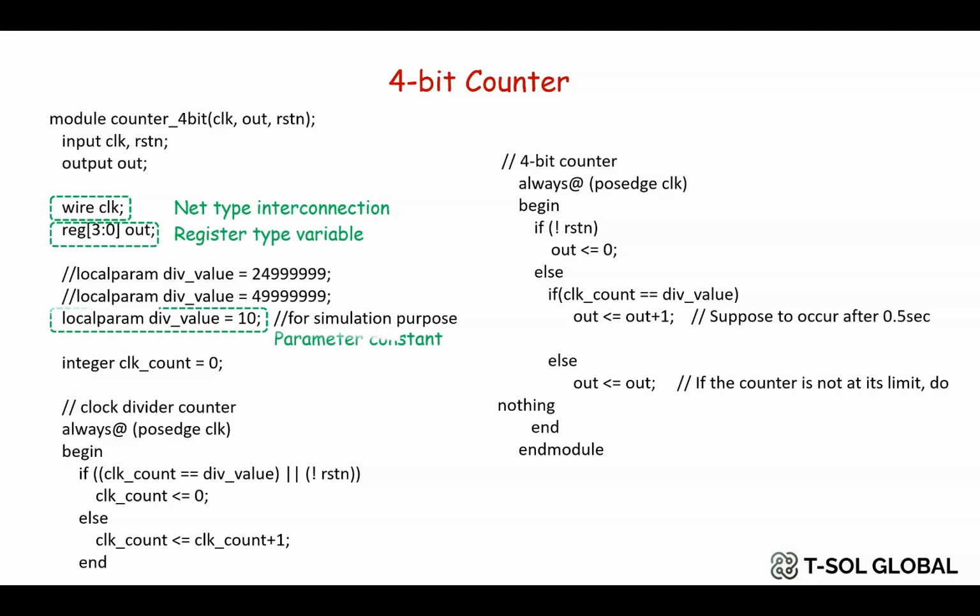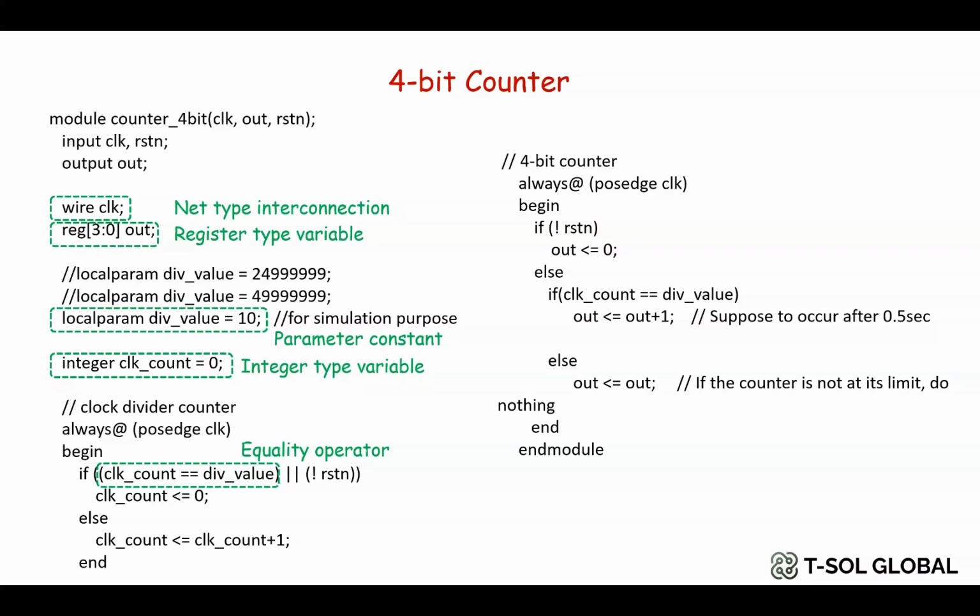Then we have the parameter, which is div value, and here we have different options to select. Here we are selecting 10. This is mainly we are selecting for the simulation. We'll discuss it during the Modelsim simulation demonstration. Then we have another integer type variable, which we declared here as 0. So the clock count is the integer type variable.